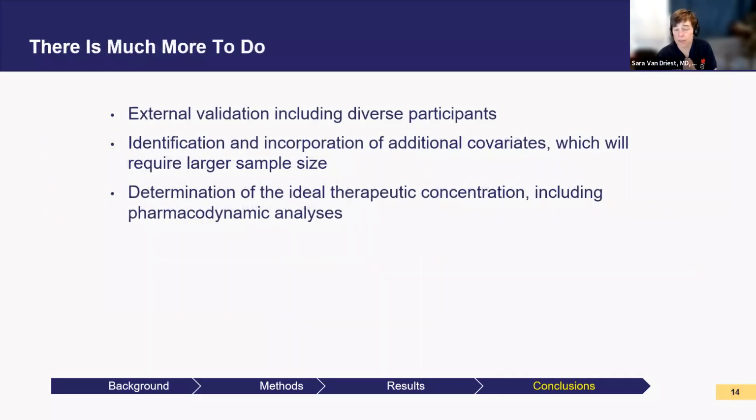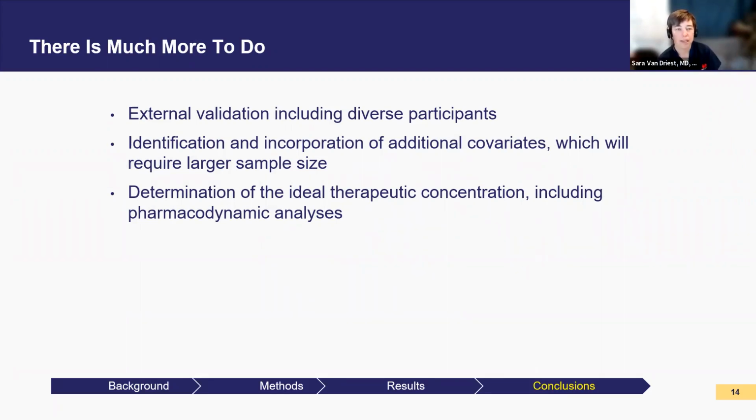So there's much more to do in terms of next steps on this study. External validation and including diverse participants is an important piece before this can be used clinically. We want to identify and incorporate additional covariates, which might require larger sample size. Again, we went from 100 to 400, and we probably need to get into the thousands to really nail this down.